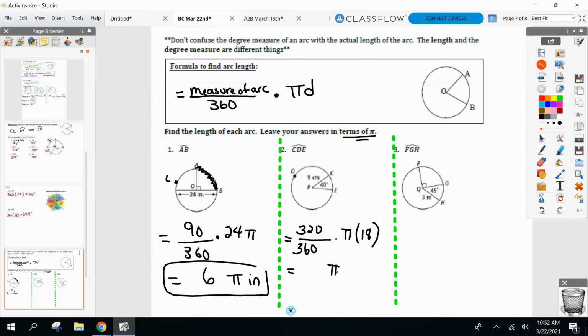And then I'm hoping you guys are getting 16 pi out of that. And then you got one more, FGH. Follow the letters. F to G to H. What is the length of that arc, given all that information?